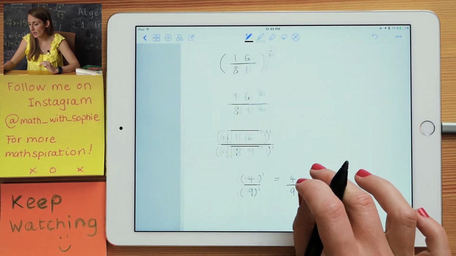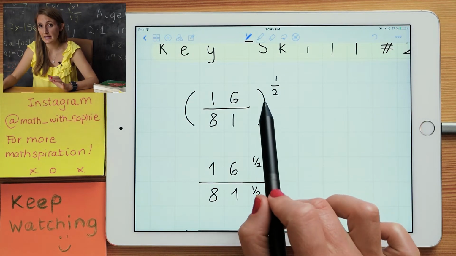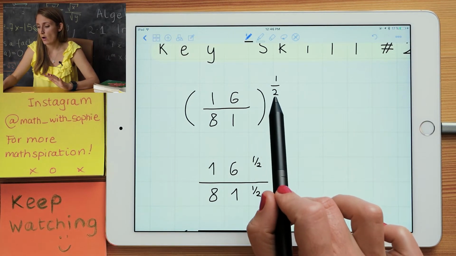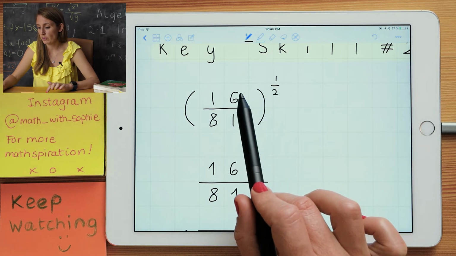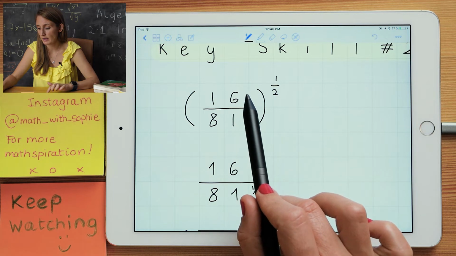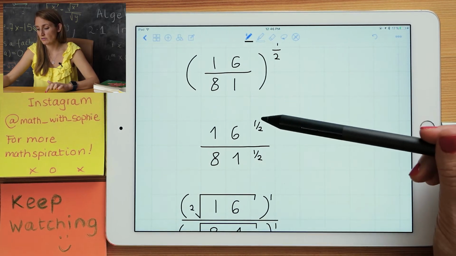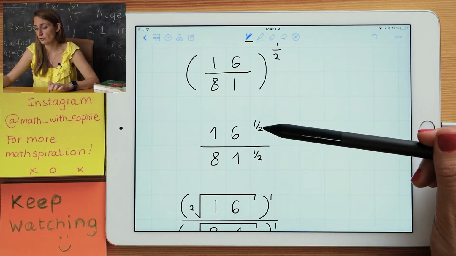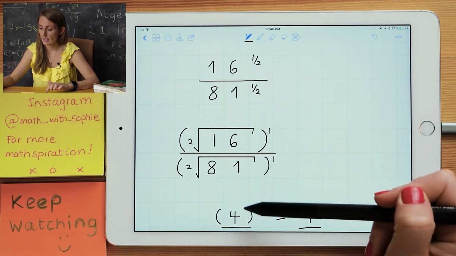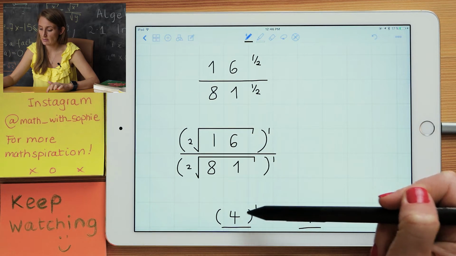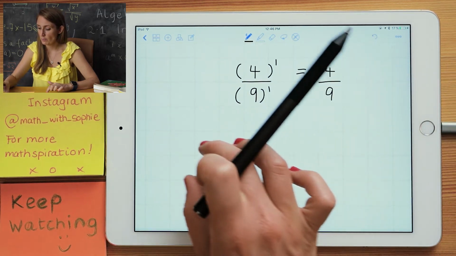So if we look at a quick recap of what we did, if you have an indice, any indice, not just a fractional indice, on the outside, you put it on both the numerator, the top number here, and the denominator. Then you work through using the principle of power on the top, root on the bottom. Doing the root first, getting the answer, and then putting the answer to the power on the outside of the bracket. Let's do one more example here.